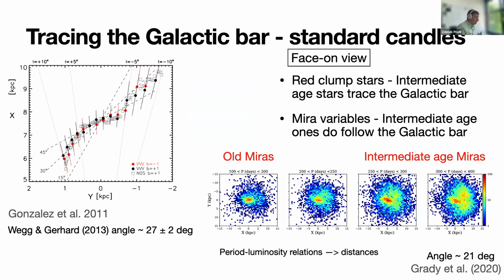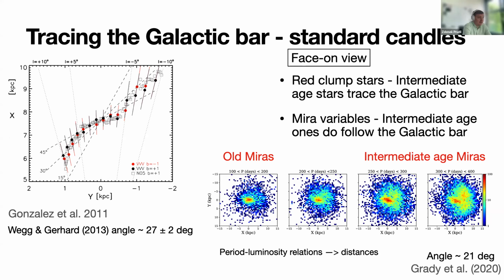Now, for the Milky Way in particular, people have been trying to study the galactic bulge using classical pulsators and different standard candles to understand the structure and to describe and characterize the Milky Way bar that we have there. One of the most used standard candles are red clump stars, which fall into the intermediate age category of stellar tracers. And they've been successfully used by Gonzalez and collaborators and Beck and Gerhardt to trace the Milky Way bar, to characterize its angle and shape and size.